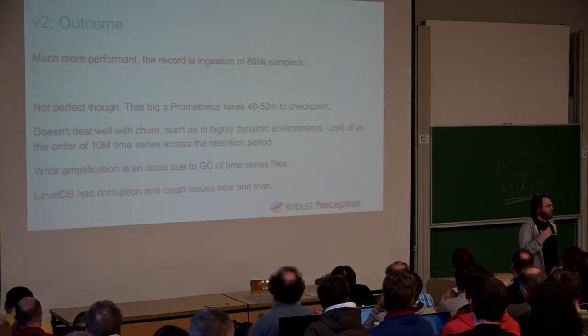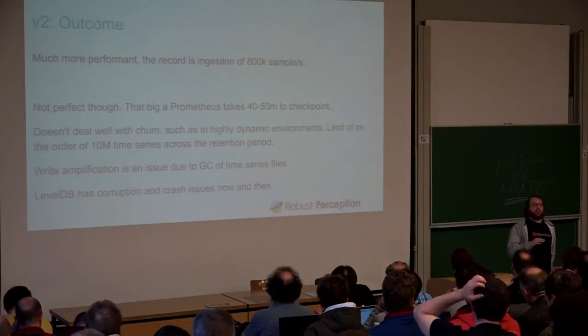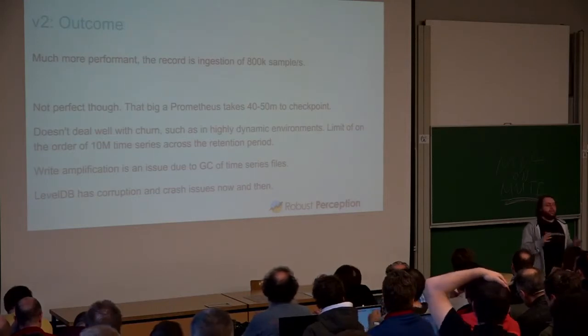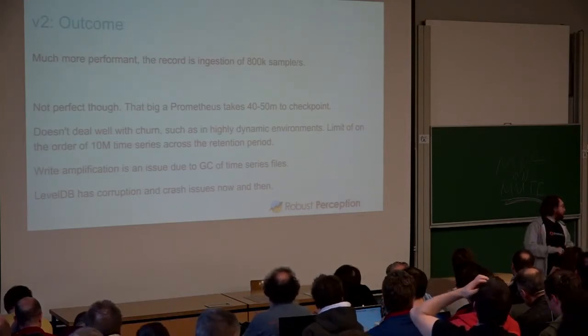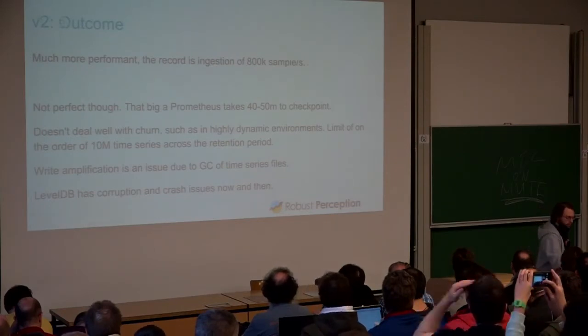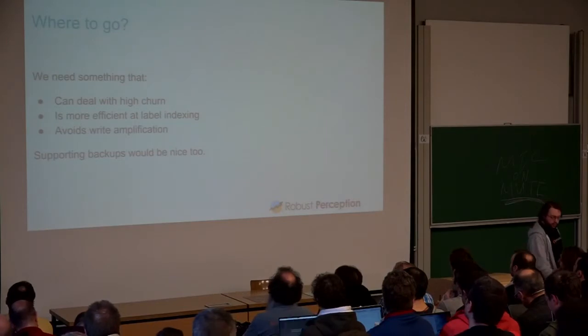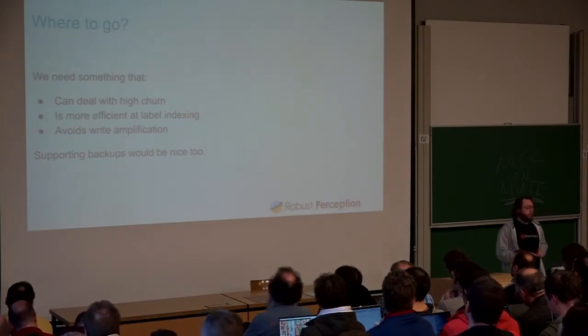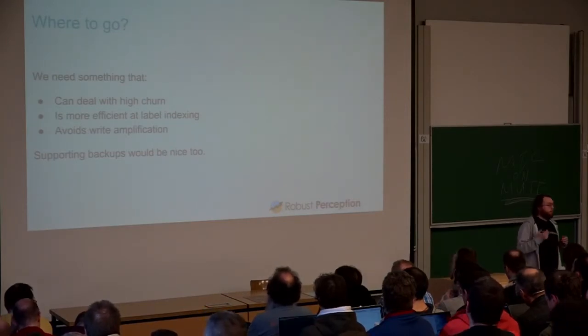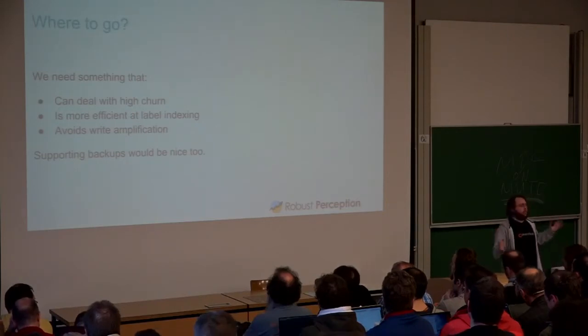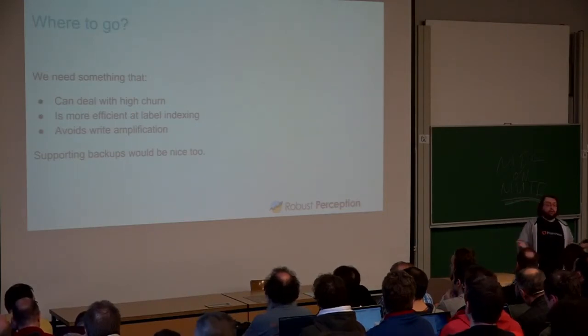But we're seeing corruption and crashes, which we tinker inside LevelDB, but we can't really debug them because it's C code, and we can't really debug them from Go. So it's not perfect. So where can we go from here? Because we want something that ideally will be dealing with high churn, that's more efficient at all this label indexing, so we don't have this 10 million limit, and avoids write amplification.